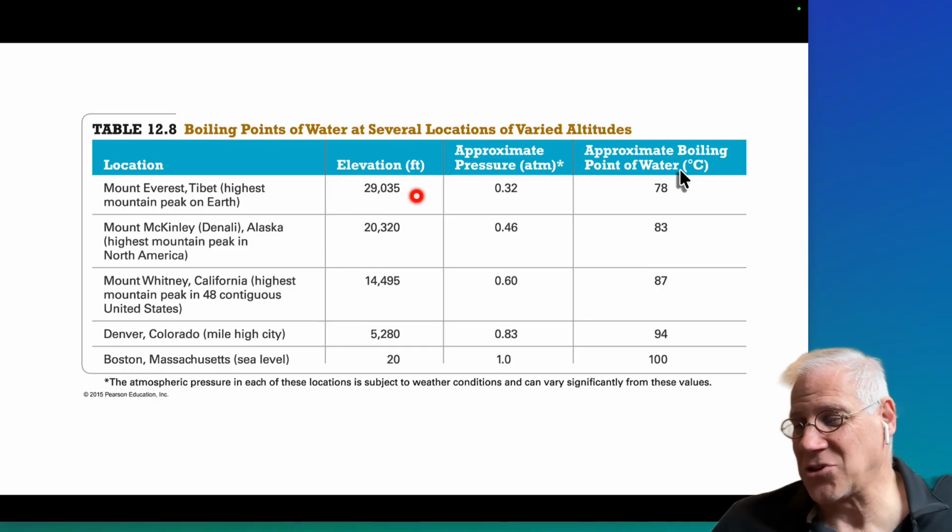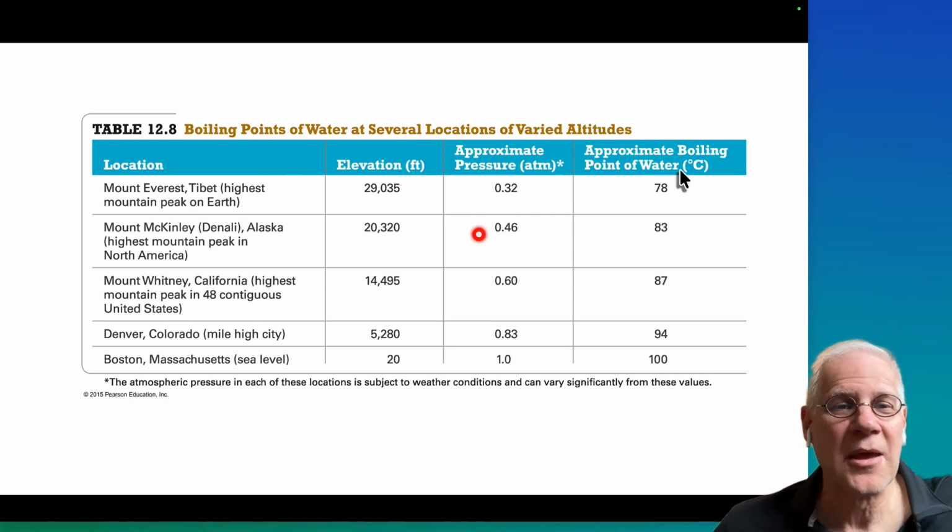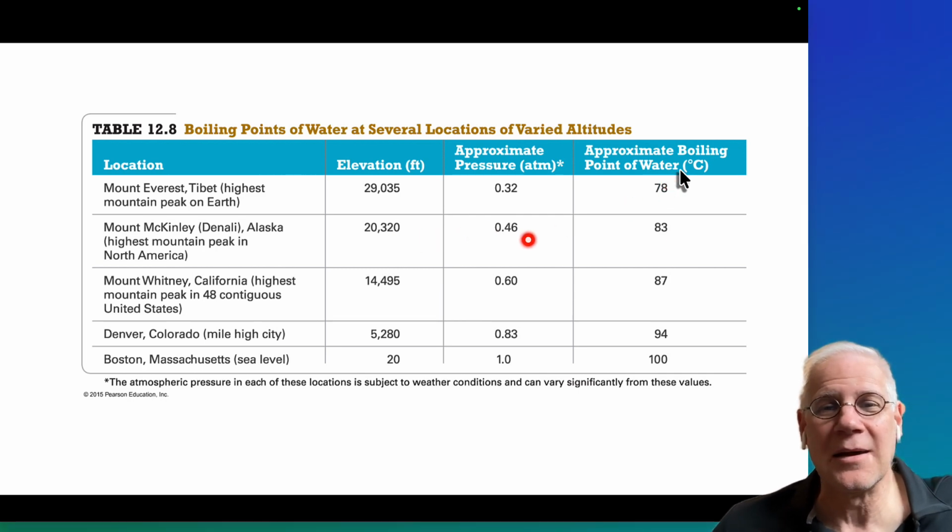So if we look at the extreme here, the top of Mount Everest, the approximate pressure is only about 0.32 atmospheres, so that's going to be fairly close to the same value for bars. Very low. You're about a third of your normal atmospheric pressure, and the approximate boiling point of water is only about 78 degrees Celsius, so it's fairly low. As you come down to Mount McKinley in Alaska, 0.46 atmospheres, is still less than one normal atmospheric pressure. You're at 83. Mount Whitney, 87.